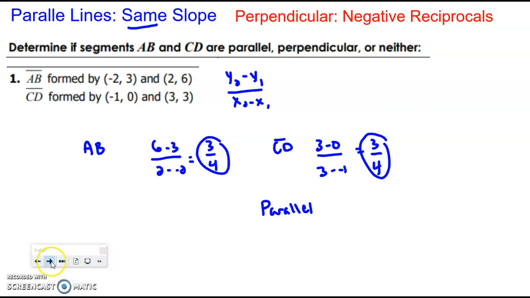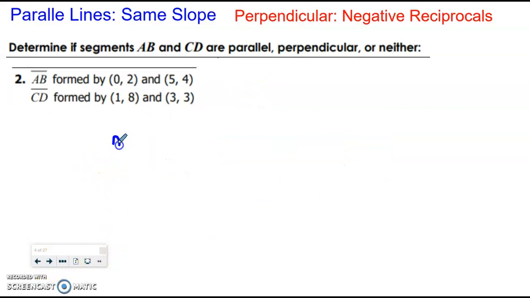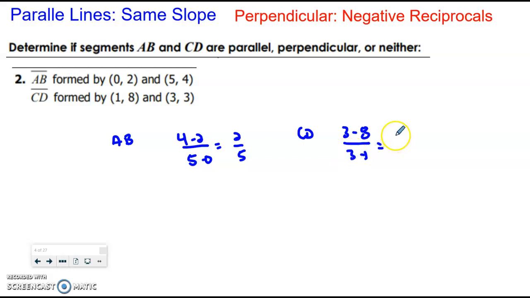So let's look at a couple other ones here. Now we're going to do the same idea. I'm going to look at AB. We're going to take the difference of the y's, 4 minus 2, and then 5 minus 0. So you get 2/5. Then we're going to do the same thing with CD. So we're going to do 3 minus 8 over 3 minus 1. And so if I look at it, I get -5/2.